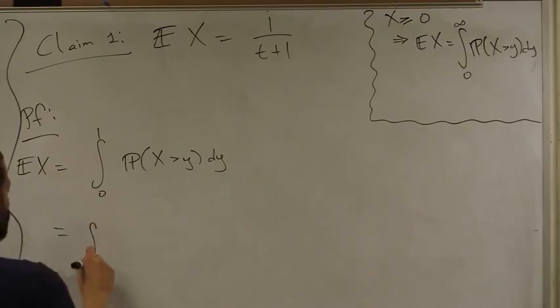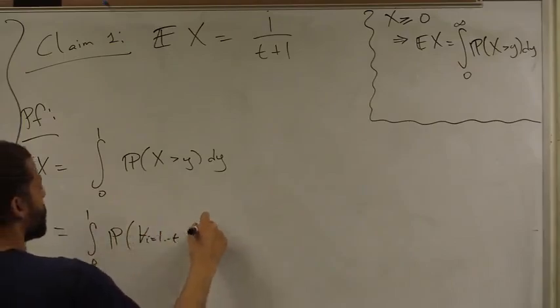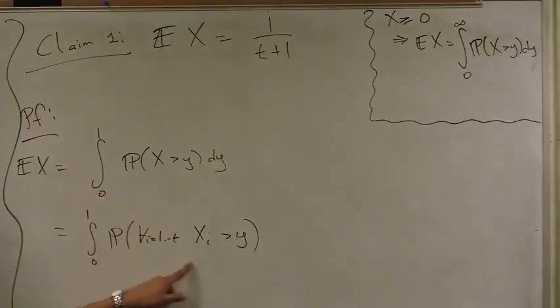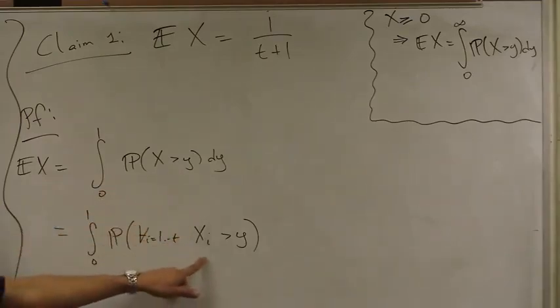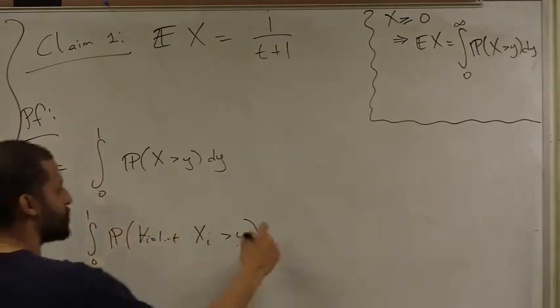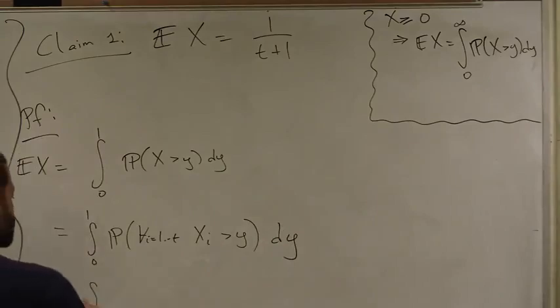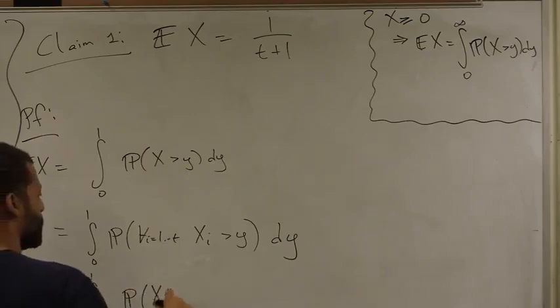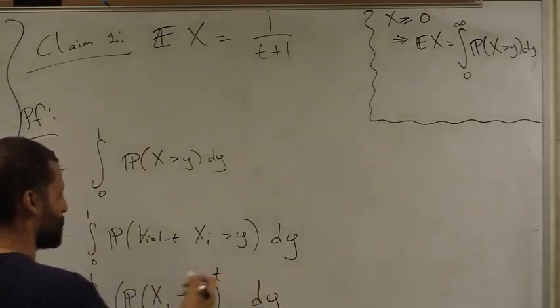This is equal to the integral from 0 to 1 of the probability that for all i going from 1 to t, xi is bigger than y, right? x is the min of all the xi's. So what does it mean that the min of all the xi's is bigger than y? It means all the xi's are bigger than y. And the xi's are independent random variables. So this is exactly equal to the integral from 0 to 1 of the probability that, say, x1 is bigger than y, raised to the tth power, dy, because they're independent.